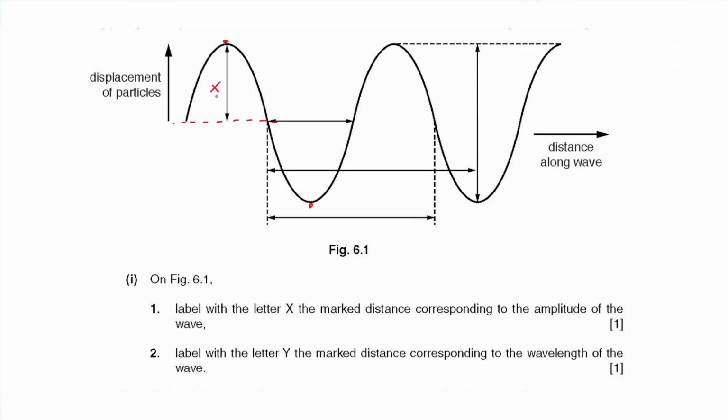Part 2 says label with the letter Y the marked distance corresponding to the wavelength of the waves. That would be the distance between two similar points or two corresponding points. That would be this point and this point at the same level and forming the same pattern. So this is the distance of the wavelength, Y.